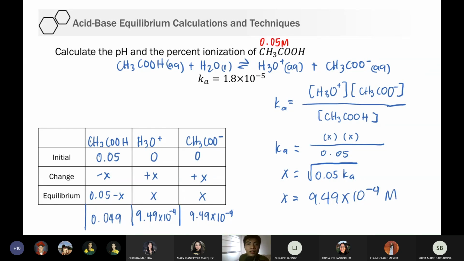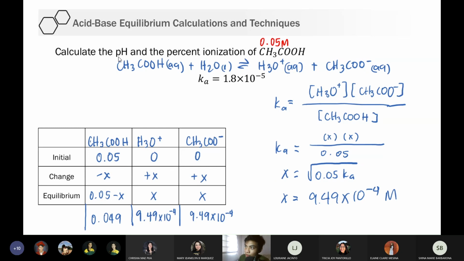Baka kasi kapag nanood kayo ng iba kong video, napanood nyo sa section 2. Sa section 2 kasi ang ginawa ko 0.5, sa inyo 0.05, no. So magkaiba yung equilibrium values na nakuha natin. Tapos kunwari napanood nyo sa section 6, iba na naman ibibigay kong concentration. Para iba-iba, para masanay tayo. Okay? So, these are our equilibrium concentrations na.